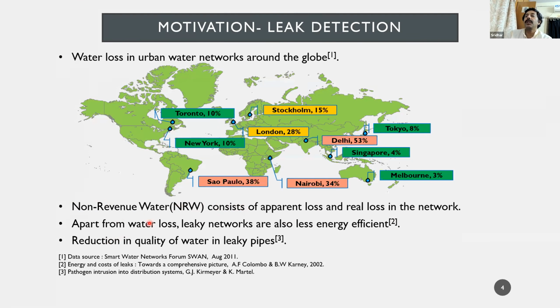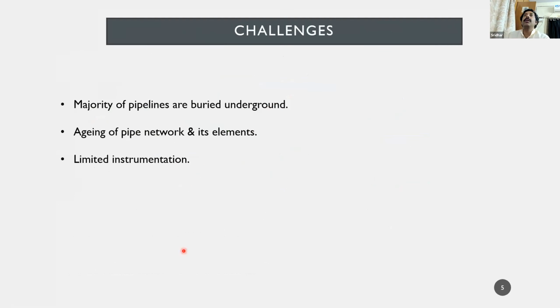Apart from having social implication in terms of loss of resource, it's also less energy efficient because you have spent a lot of energy in transporting a certain amount of water, but only a far less amount reaches the end consumer. So there's a loss of energy also, and because of leaks, there is always a possibility of infiltration and reduction in water quality.